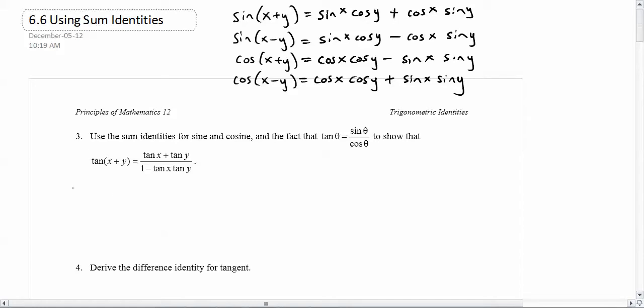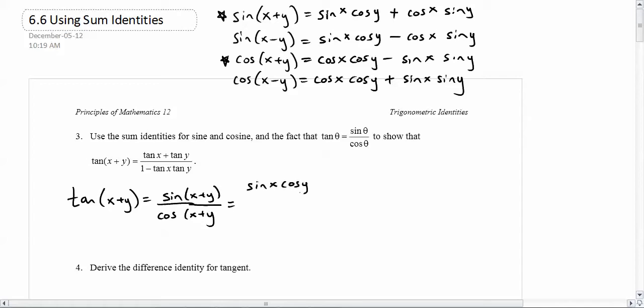So now we want to develop an identity for tangent of x plus y. Now we already know that tangent is the same as sine over cosine. So we can use the sine addition identity and the cosine addition identity to expand this out. So sine x plus y is the same as sine x cos y plus cos x sine y. And the cosine identity is the same as cos cos plus sine sine.